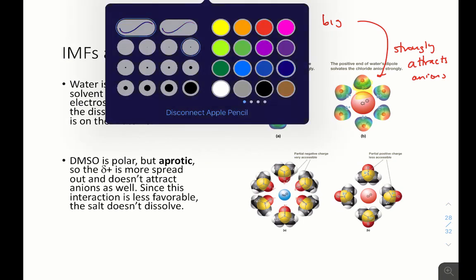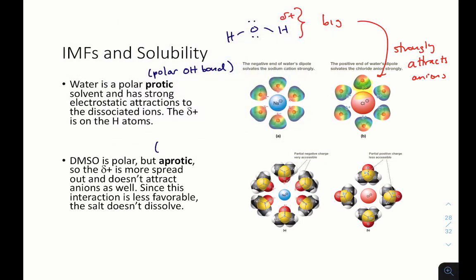DMSO, on the other hand, is aprotic. It does not have a polar OH bond or polar XH bond. Instead of having the partial positive on hydrogen, little hydrogen, so pretty dense partial positive here, also very polar bond, so big partial charge in a really small area. Instead of that, DMSO actually has the positive charge spread out. So it's just spread out over here, so more diffuse positive charge.